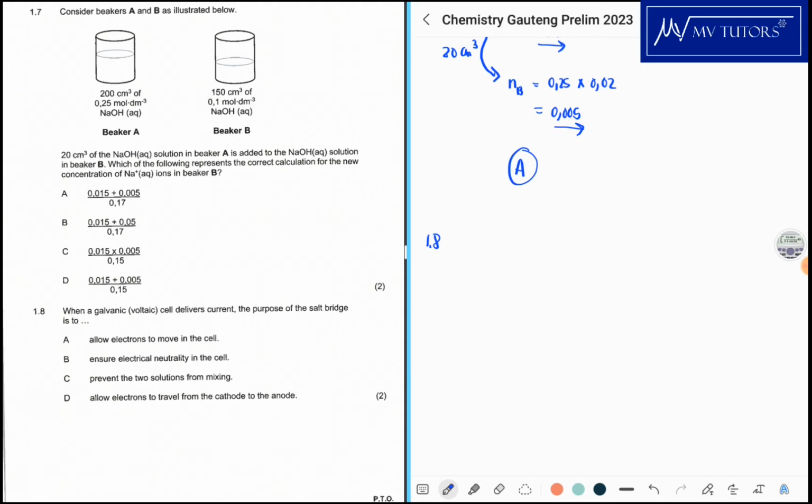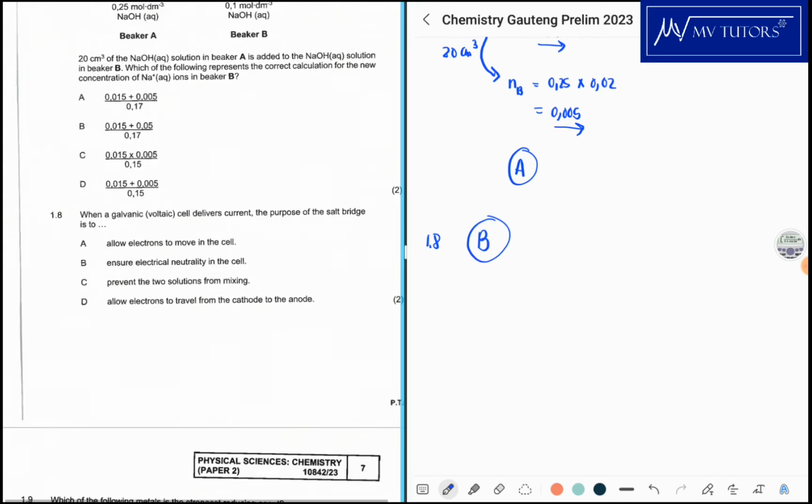Okay, so if we have a look at the options that they give us, it allows electrons to move in the cell. That's too vague. Ensures electrical neutrality in the cell. Yes, that it does. It's actually the major thing that it does. It prevents two solutions from mixing. I think it needs to be more specific. Rather, the statement should have said it keeps two electrolytes in the two half cells separate. Okay, allows electrons to travel from the cathode to the anode. Actually B is the answer that I would go with. It ensures electrical neutrality in the cell.